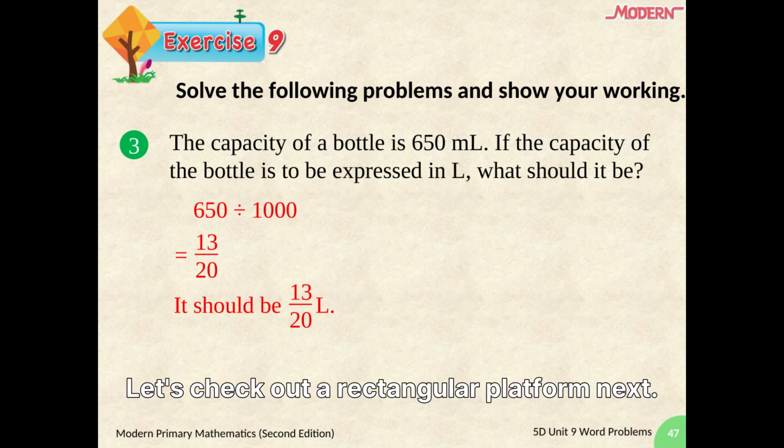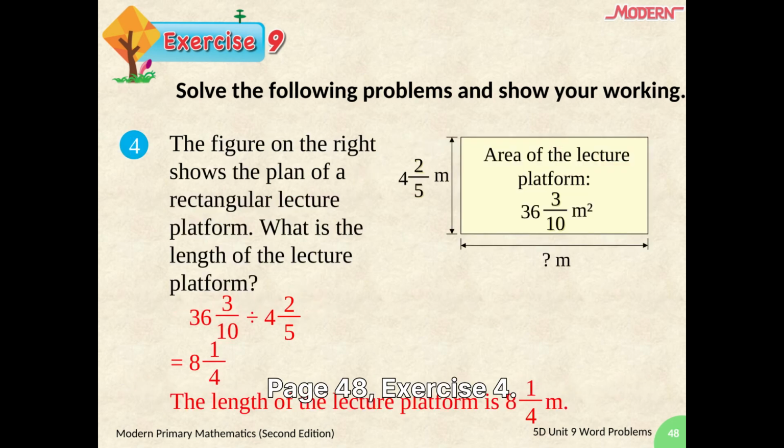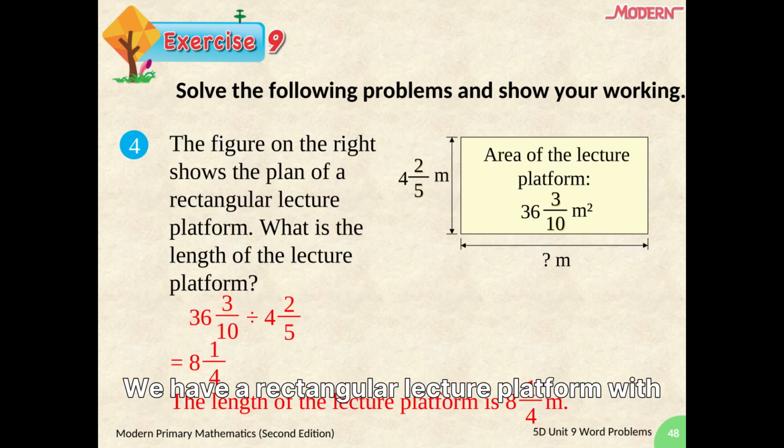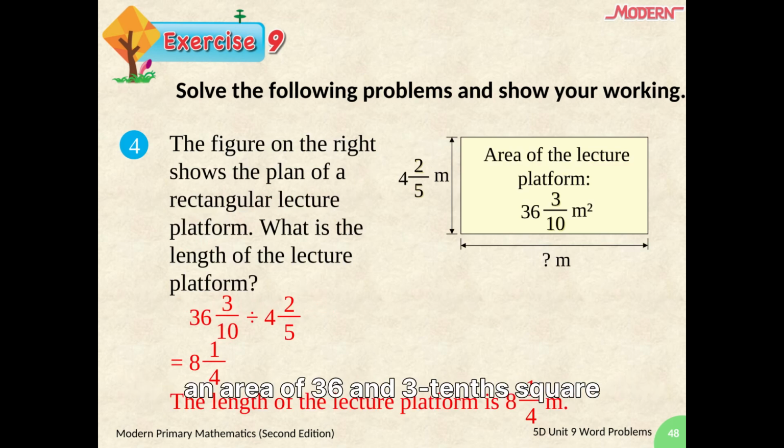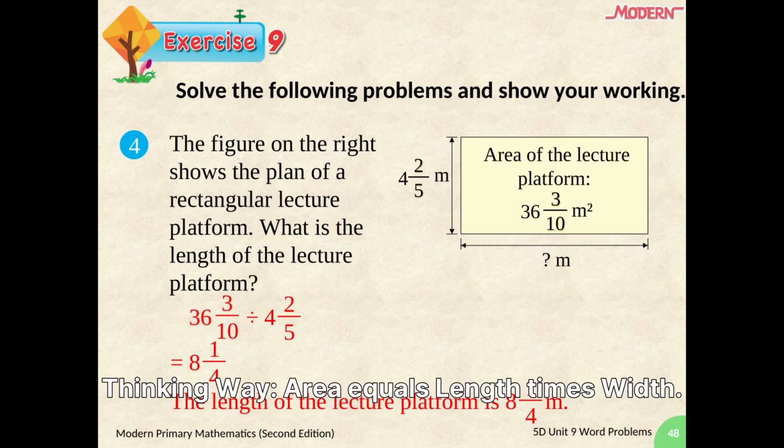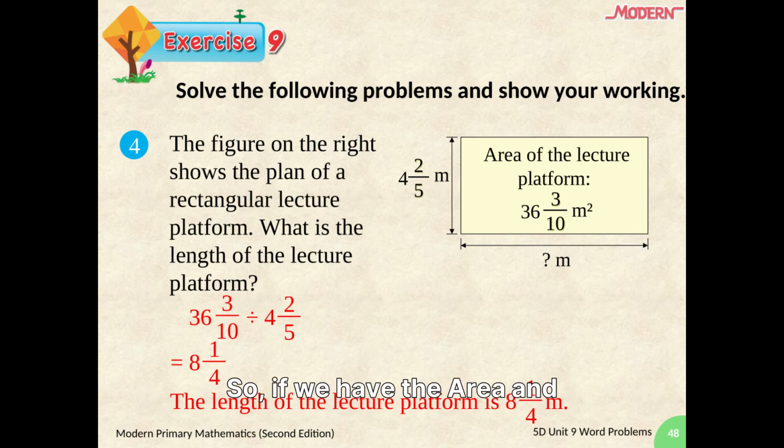Let's check out a rectangular platform next. Page 48, exercise 4. We have a rectangular lecture platform with an area of 36 3/10 square meters. The width is 4 2/5 meters. What's the length? Thinking way. Area equals length times width. So if we have the area and the width, we divide. Length equals area divided by width.